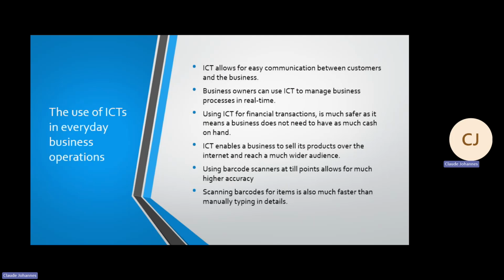Then using a barcode scanner at the till point allows for much higher accuracy. Just think about it when the technology is not working. You see that the till person is quite angry because the item is not scanning. That's what I say, because we have normalized certain technology and certain things. Scanning barcodes for items is also much faster than manually typing them in.